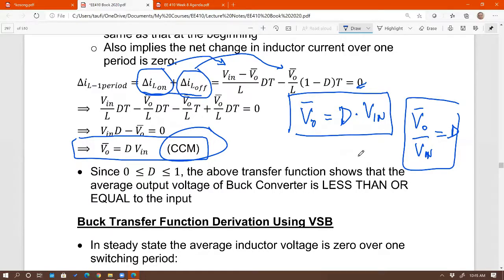Now, guess why people like to use a DC to DC converter in CCM rather than DCM? Can you guess why, or what happens if you operate this in DCM? What happens to this transfer function? What's going to change? Can you take a wild guess? There's going to be a function of the load current. Very good. Yes, exactly.